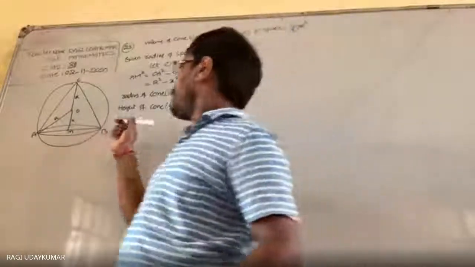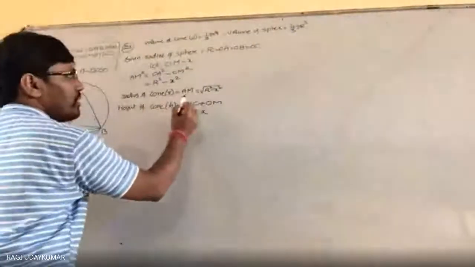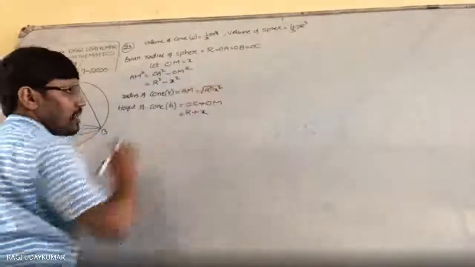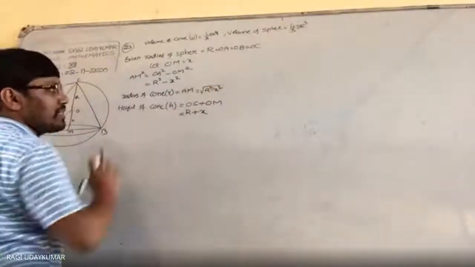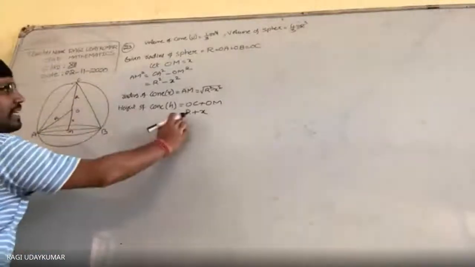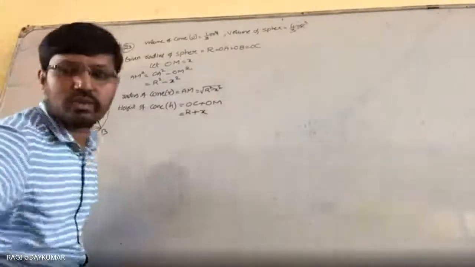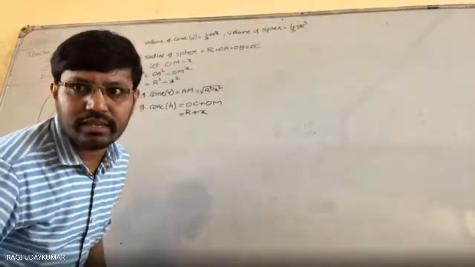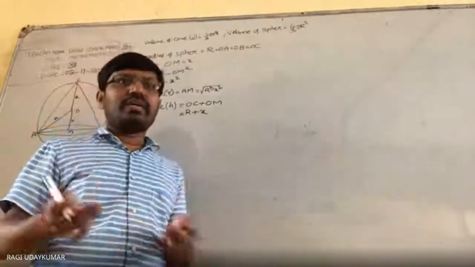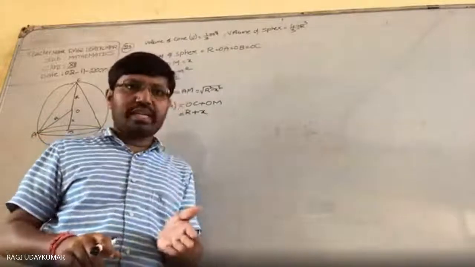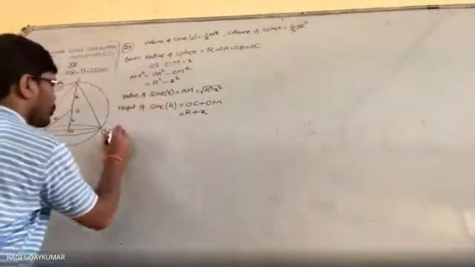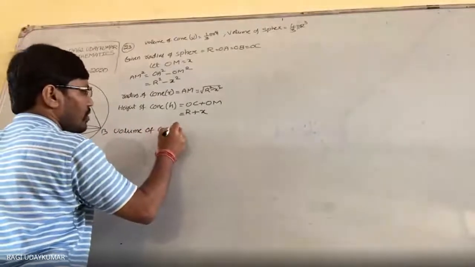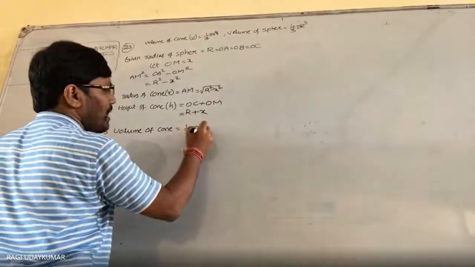Okay. So here, the radius AM is equal to under root of capital R square minus x square. So the height of the cone is the complete height, capital R plus x. These are the required things to us. Now the volume of the cone is to be taken into consideration. Volume of the cone is equal to 1 by 3 pi r square h.